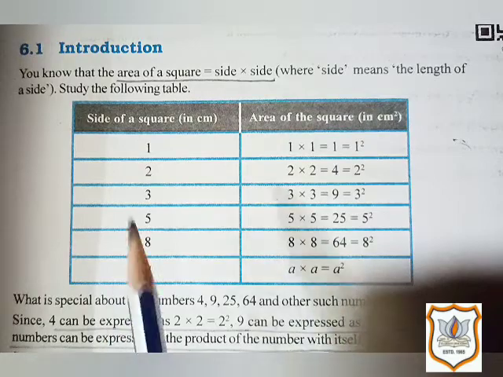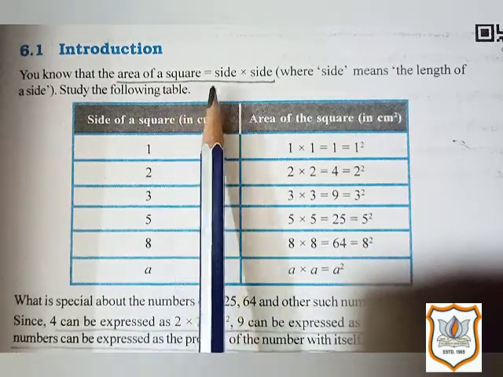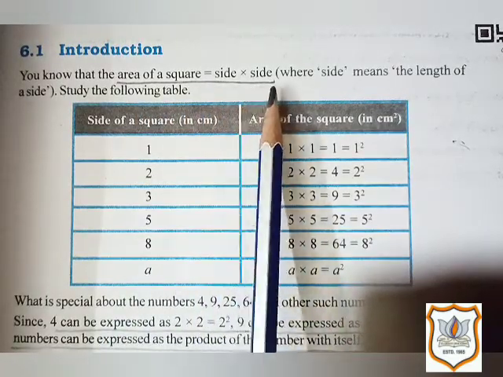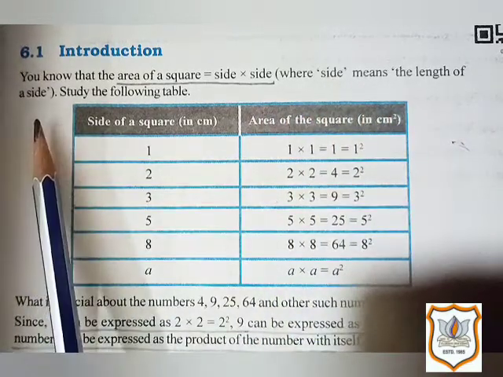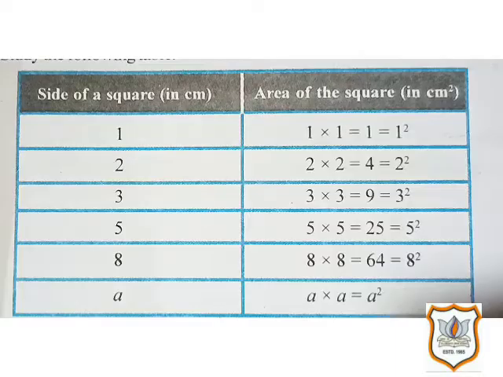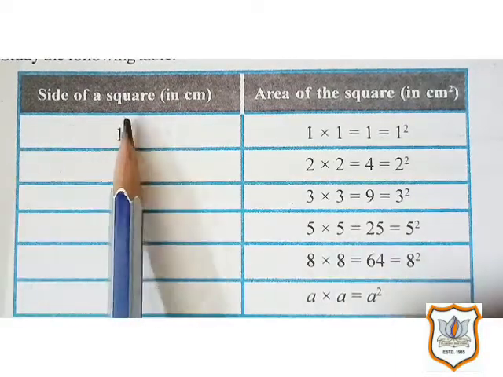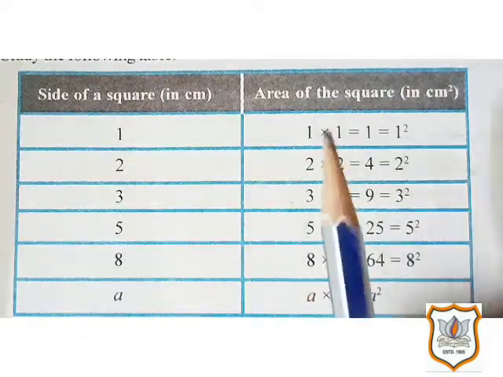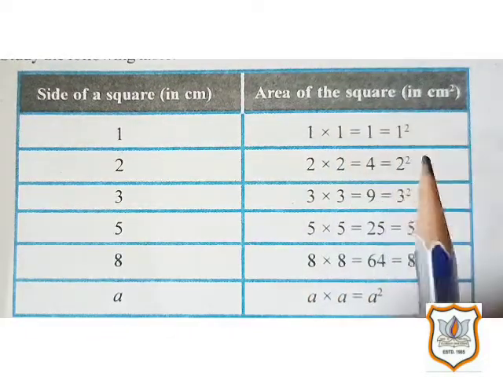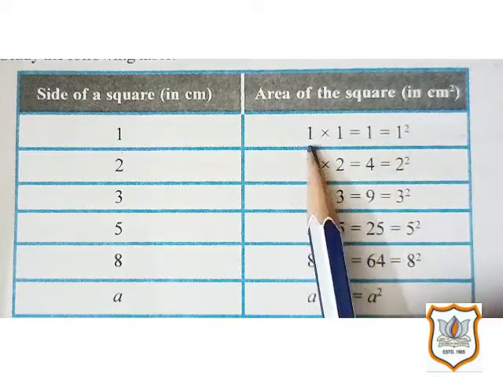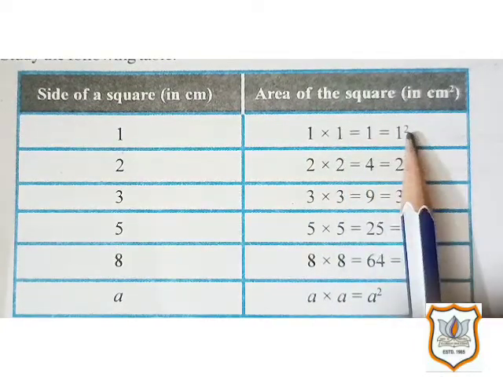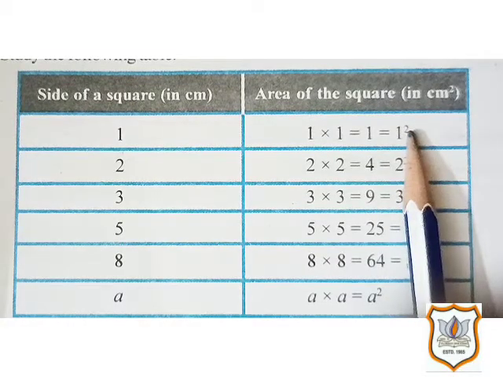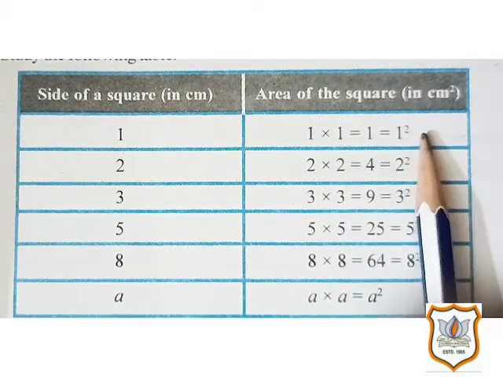Students, as you know, the area of a square is equal to side multiplied by side, where side means the length of a side. Students, now we will observe this table. If the side of a square is 1 centimeter, then the area of the square will be 1 square. It means 1 multiplied by 1 is equal to 1, and we can write it as 1 square. 1 raised to power 2 we read as 1 square.